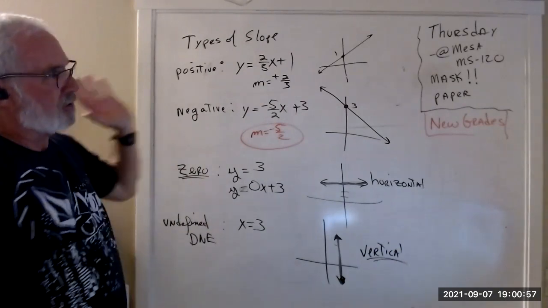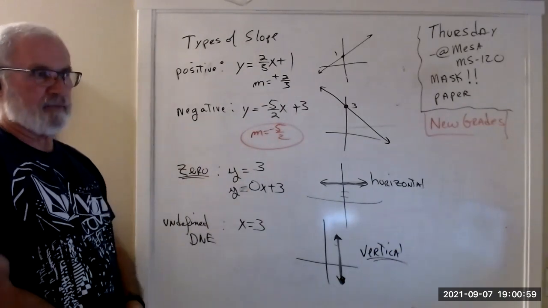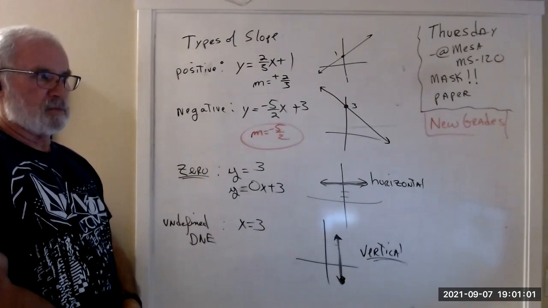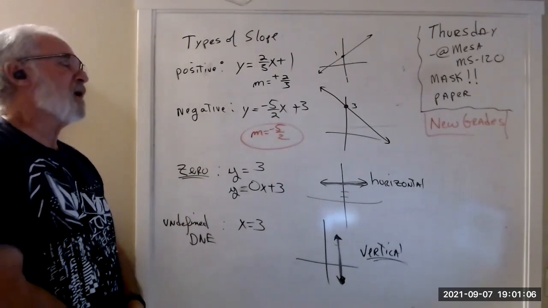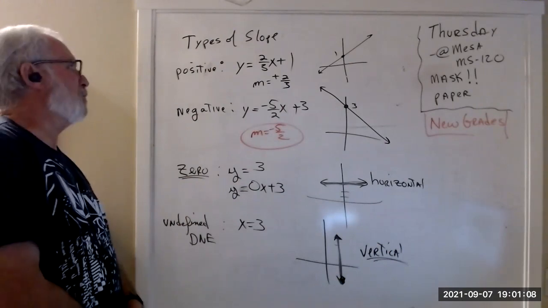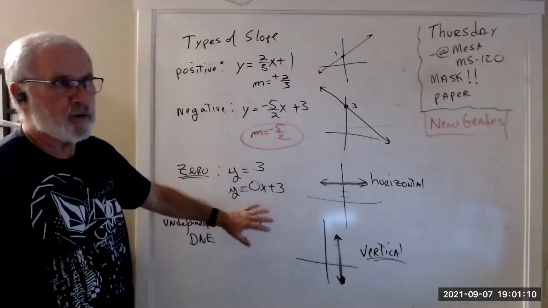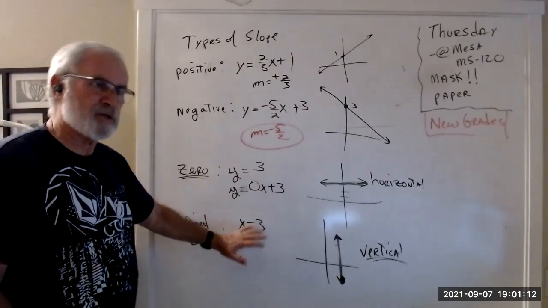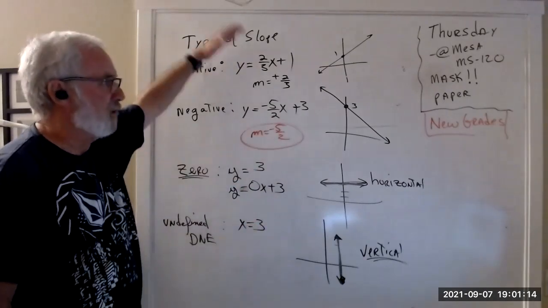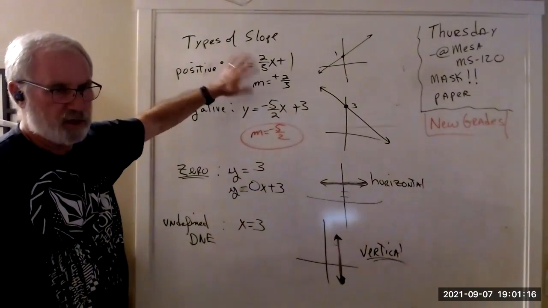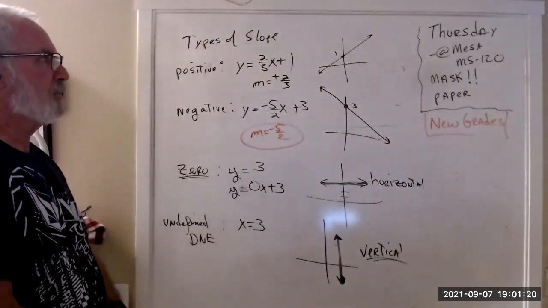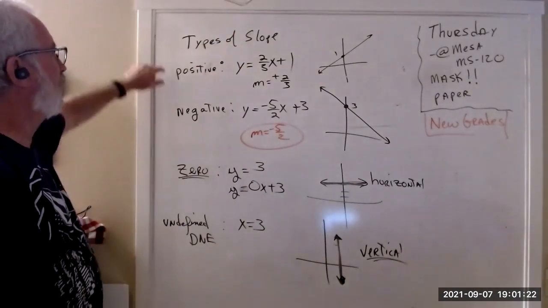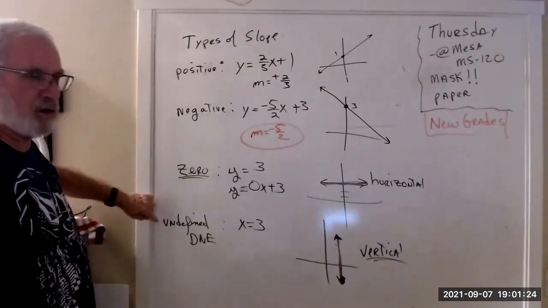All right, I need to erase that. Any questions about it? That's just something you should know. It's a nice thing. Is your life going to be over if you don't know this stuff? No. Is your life going to be a little bit simpler in math if you do know this? Yes. So this isn't critical, but it's nice to know. Any questions about positive, negative, 0, or undefined slopes?